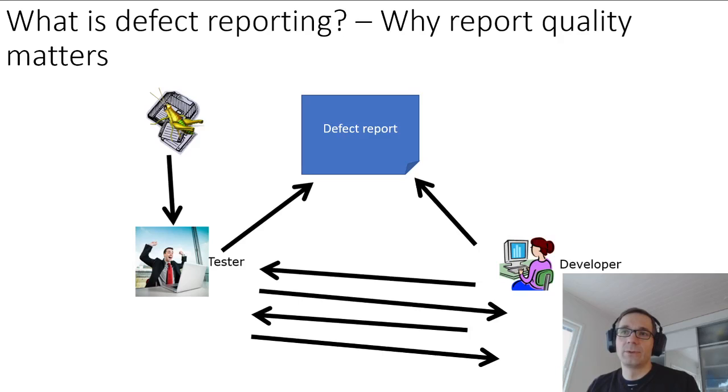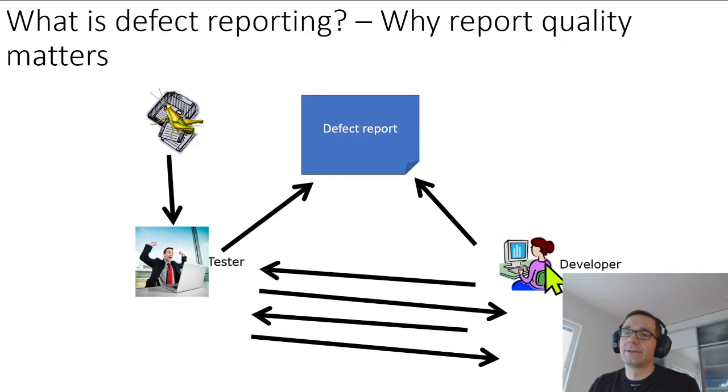What is defect reporting? Defect reporting is simply the act of reporting defects to some centralized system or sending them via email or by other means. So in the figure, there is a software tester, a very, very happy looking chap over here, and he is testing the software stored in these ancient floppy disks, and he finds a bug. So he reports this defect as a defect report.